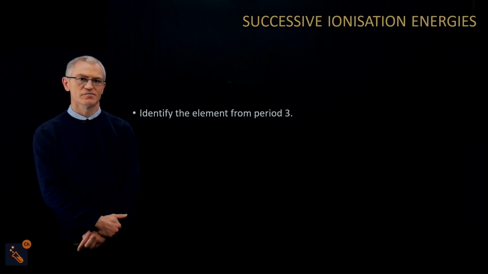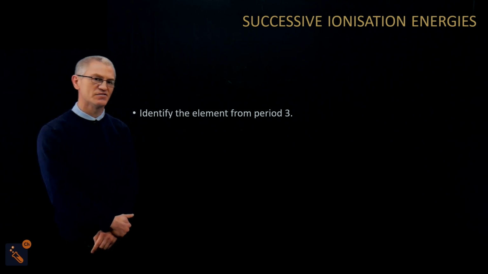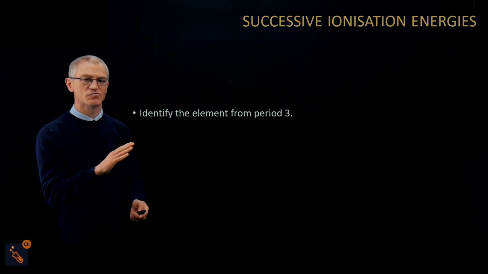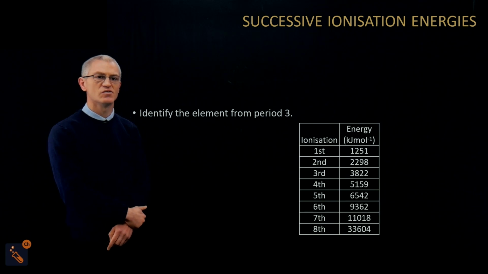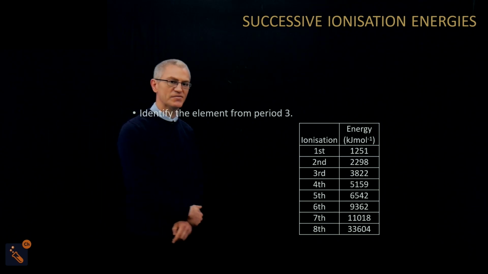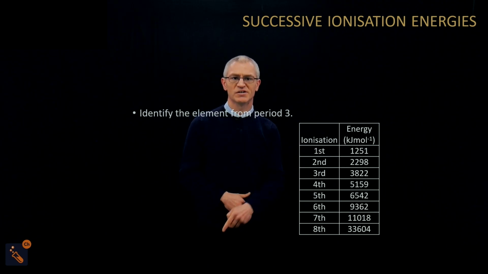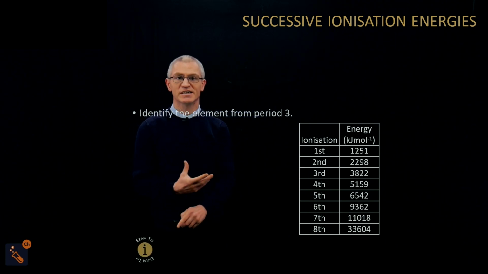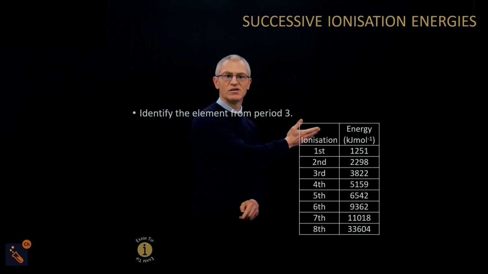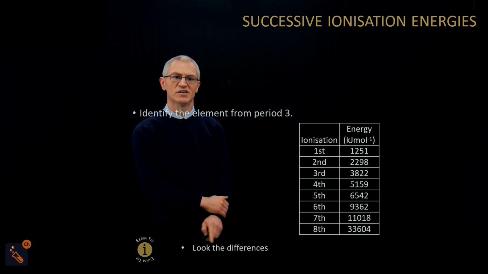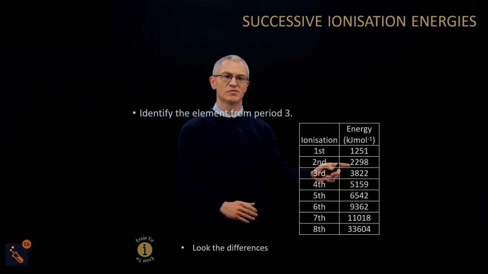So let's identify an element. They can give you a graph like we have given you in the last 2 questions, or they can just give you a table. So here we have a table, and we're going to give you a little exam tip here: if you get a table or you get data, it doesn't have to be in a table, it can just be lined up, you have to look for the differences in the table.